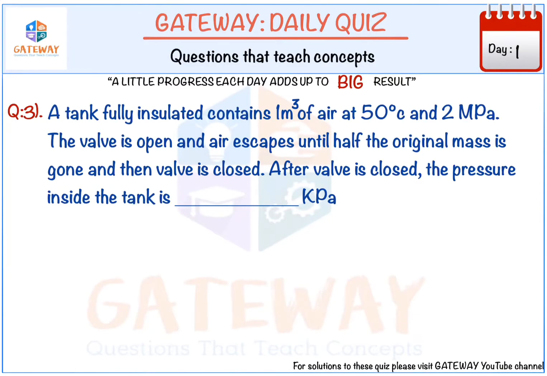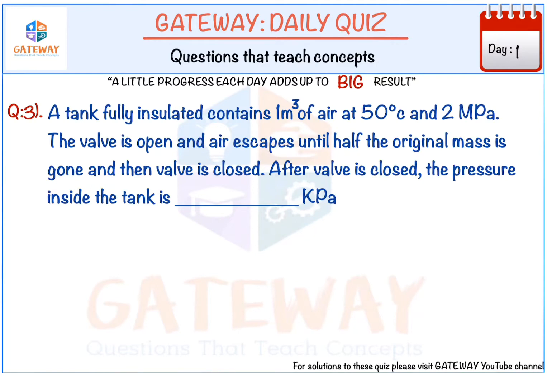A tank fully insulated contains 1 meter cube of air at 50 degrees centigrade and 2 megapascal. The valve is open and air escapes until half of the original mass is escaped or gone. Then the valve is closed. After valve is closed, the pressure inside the tank is.